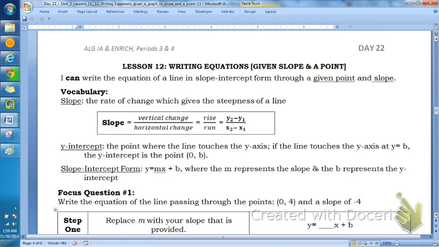Let's go over your vocabulary. Remember that a slope is the rate of change, which gives the steepness of a line. It's the vertical change over the horizontal change, or rise over run. The y-intercept is a point where the line touches the y-axis. If a line touches the y-axis at y equals b, then the y-intercept is at the point (0, b). Slope-intercept form of a line is y equals mx plus b, where m represents the slope and b represents the y-intercept. Let's look at some focus questions.